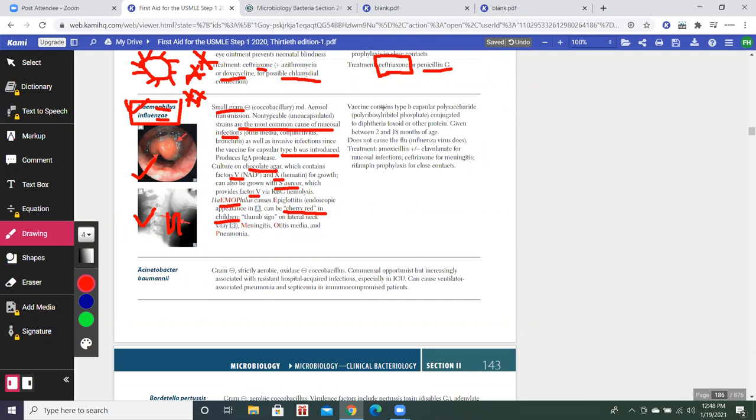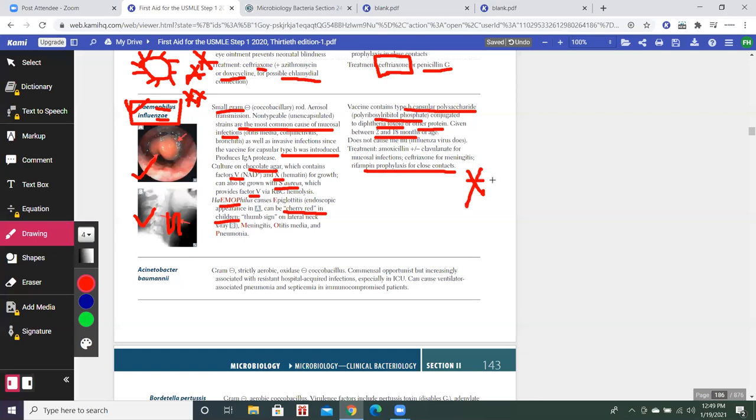Another one is the vaccine it produces. It contains type B capsular polysaccharide for the vaccine against polyribosyl phosphate. It is conjugated with diphtheria toxin or other protein so that it has a better immune response, and it's given between 2 and 18 months of age. The treatments are basically amoxicillin and clavulanic acid, and we can give ceftriaxone and rifampin for close contact.